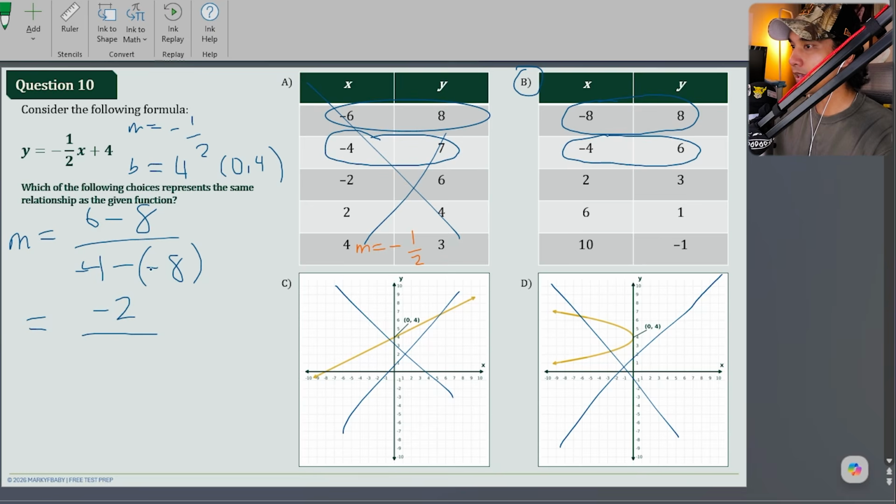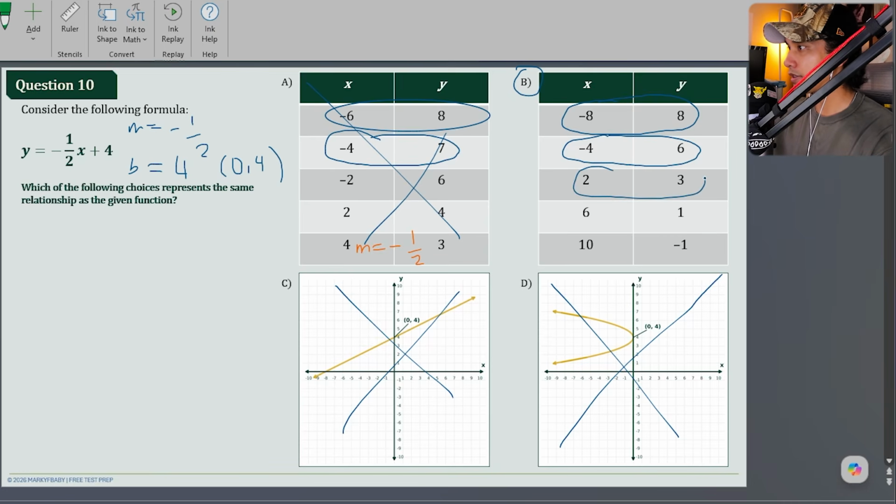-2 over, and then what is +8 combined with -4? That's going to give me +4. And then this simplified is -1/2. Good. That checks out. Now let's go ahead and plug in all our numbers to y equals mx plus b, and I'm just going to choose this ordered pair right here. So 3 is equal to -1/2 times 2, plus b, okay?